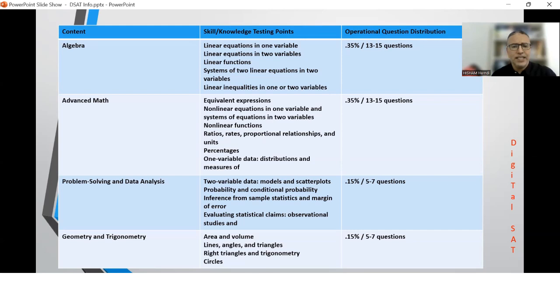Problem solving, as you can see, you have the scatter plot, you have the data central tendency, mean, median, mode, and range. You have standard deviation, you have error, you have probability. Finally, the geometry, and as you can see to the right, the percent of each one. So mainly the first 2 chapters or topics take about 70% of your test. 70% of the questions in the test come from algebra and functions. Problem solving is 15%, and finally trigonometry and geometry.